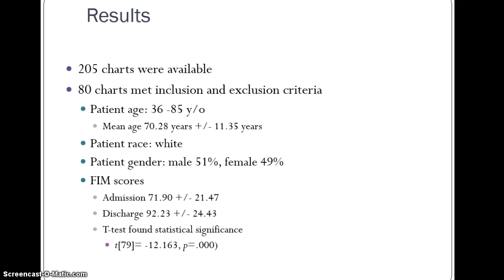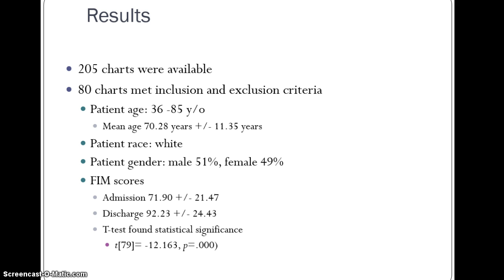So during the time period mentioned, there were 205 charts available. Although only 80 charts met the inclusion and exclusion criteria. The patients whose charts were evaluated were between the ages of 36 and 85 years old, with a mean age of 70.28 years, plus or minus 11.35 years. The patient race was found to be white. The gender was found to be 51% male and 49% female.